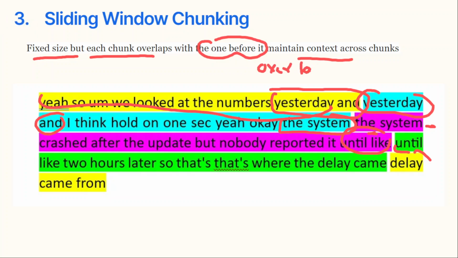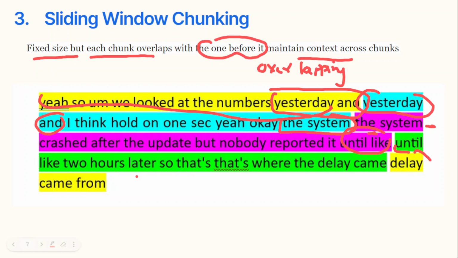Now why are we doing this overlapping? Because we want context. If I divide data into fixed chunks, it may happen that I lose the context, because a story has some overlapping context, right? Some sequential information. To keep that context intact, we are using the sliding window chunking.